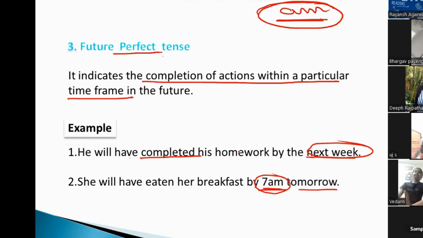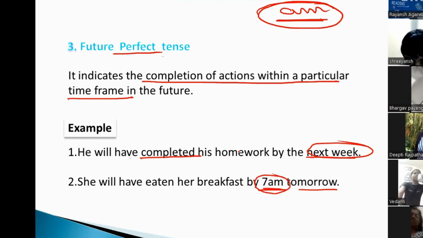Yes, ma'am. Okay. So clear to everybody? Ma'am, can you tell this again? Okay. So basically, perfect tense means it represents the completion of action. Future perfect tense means it represents the completion of actions in the future time.